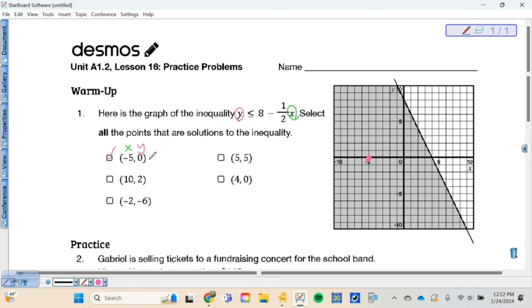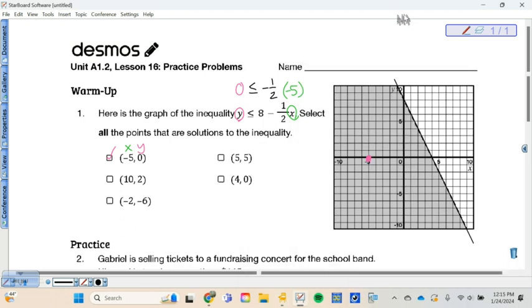Okay, so I could go through and test my points, but that's going to be kind of annoying because I've got this negative fraction, and I don't really like multiplying by negative fractions very much. So I would suggest using your graph. Use the graph and figure out which one of these are solutions or not. If you finish number 1, start reading number 2.